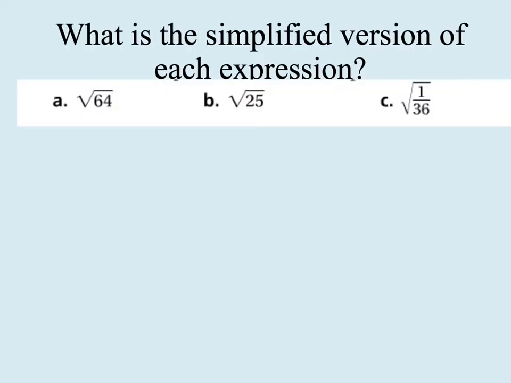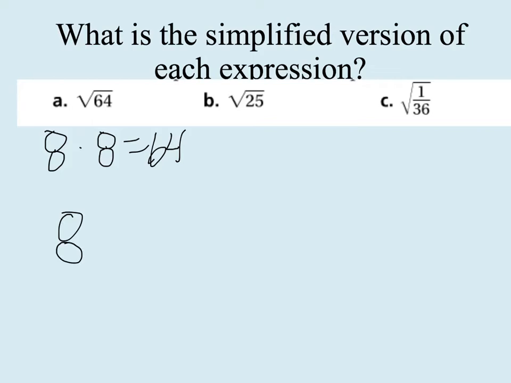What is a simplified version of each expression? So again, it's asking for the square root of 64. In your head, you should be thinking, what two numbers that multiply together equal 64? And you have to think of two numbers that are the same. So in this case, I could think, oh, 8 times 8 fell on the floor, I picked it up and it was 64. So the square root of 64 would be 8.